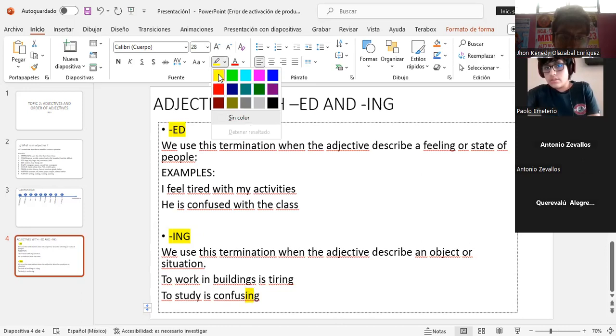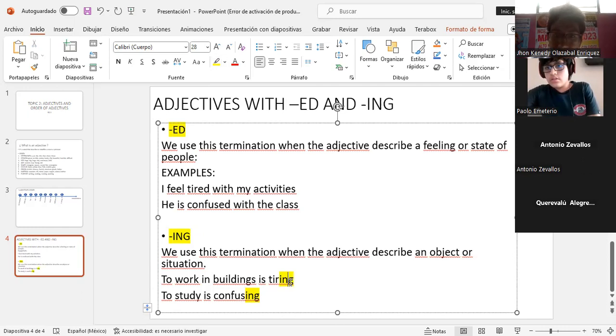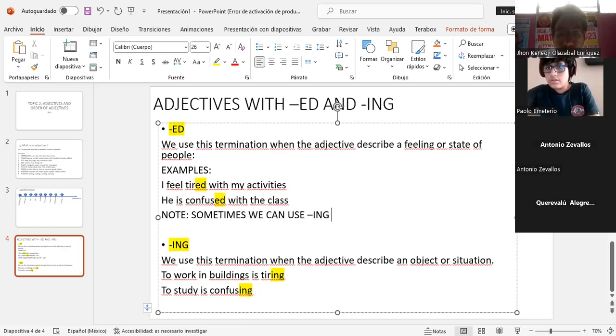When we want to describe a situation or an object, we use ING. But when we want to refer or mean a person or people, we use ED. Teacher, sometimes we can use ING on people, but only for describing a personality. Okay, personality.